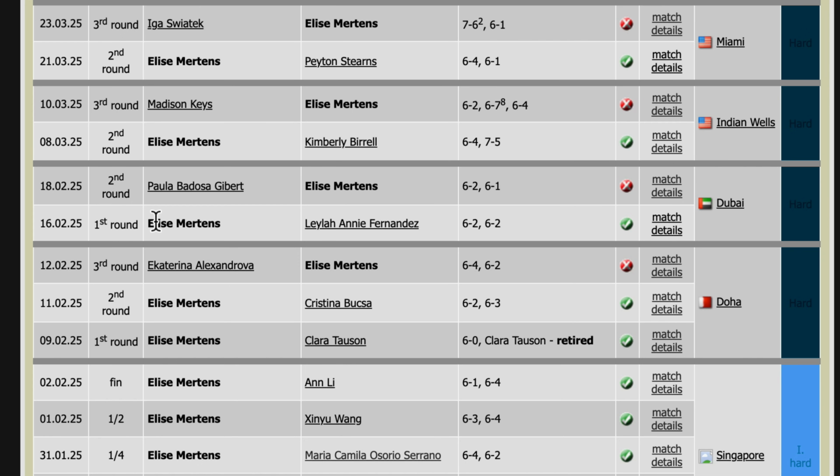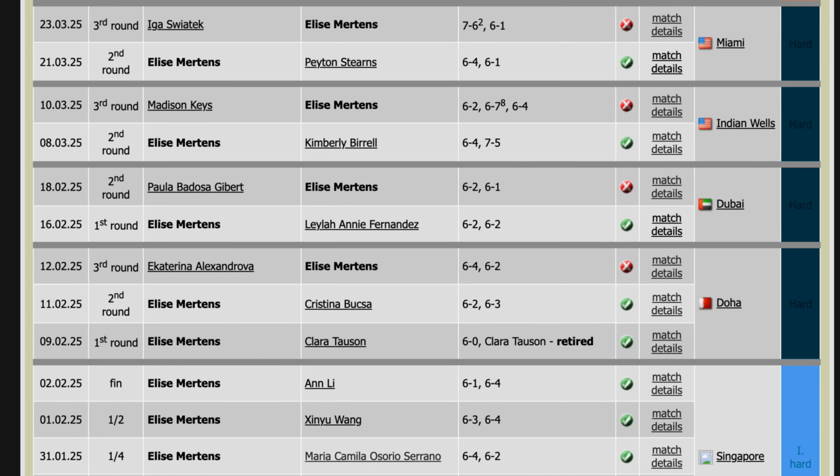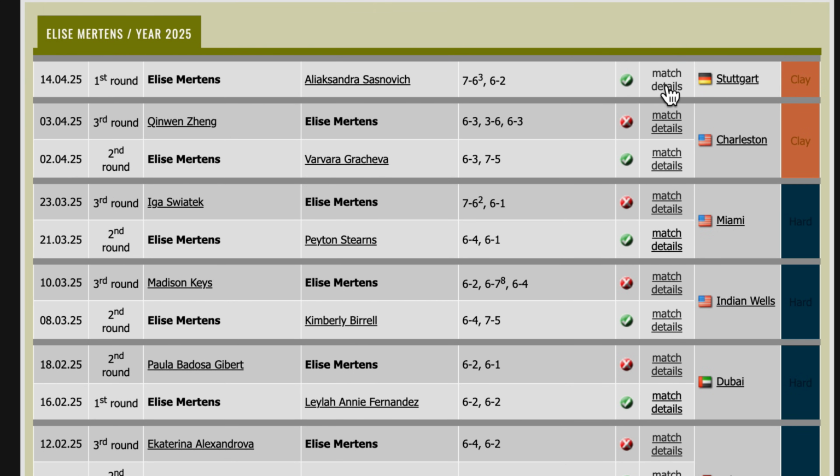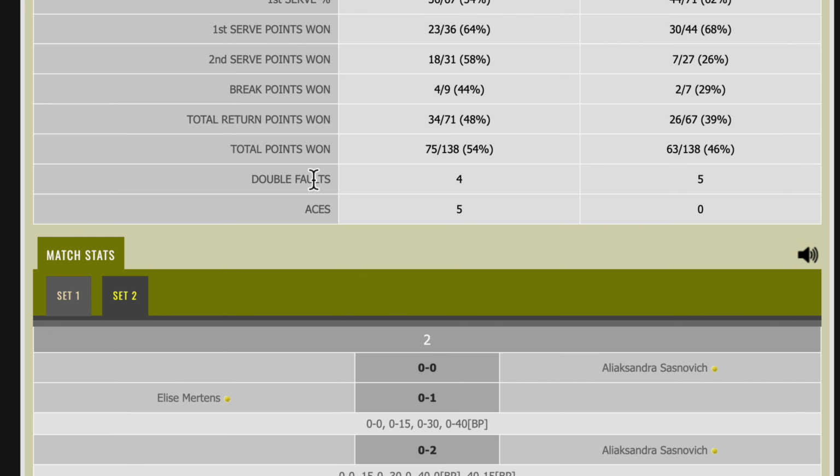You can also see the players that she's been beating. She won in the first round of Stuttgart here against Alexandra Sasnovich, which was a pretty good performance. You can click on the match details, and there you go. You can see how the points went, but more importantly, you can see her first serve percent, first serve percent won, and so on, right? The break points won, double faults against the aces. That gives you some idea about how our player is performing.